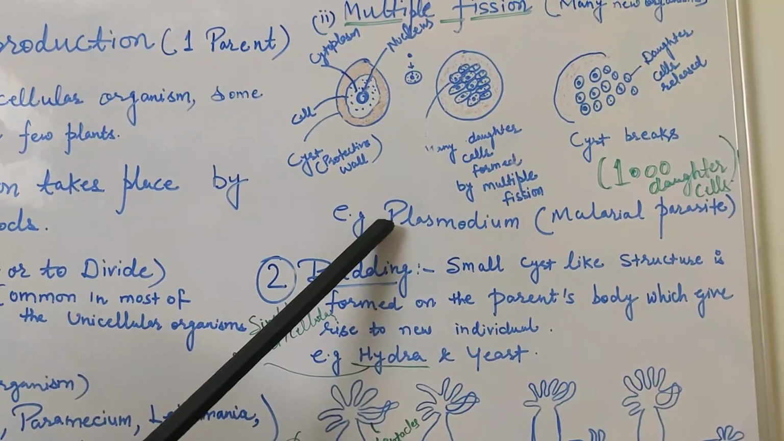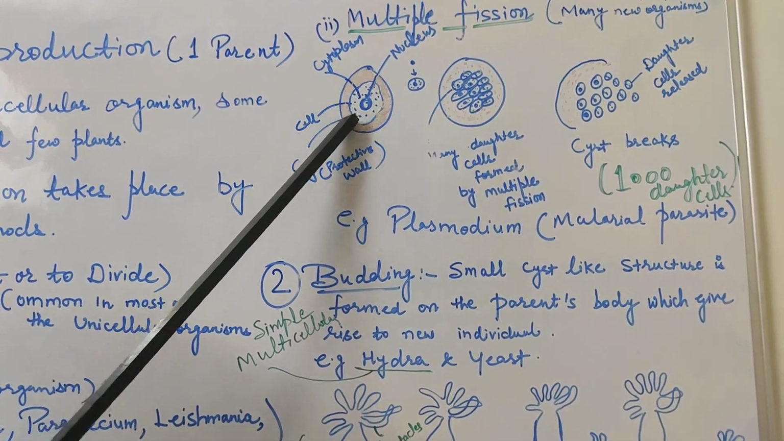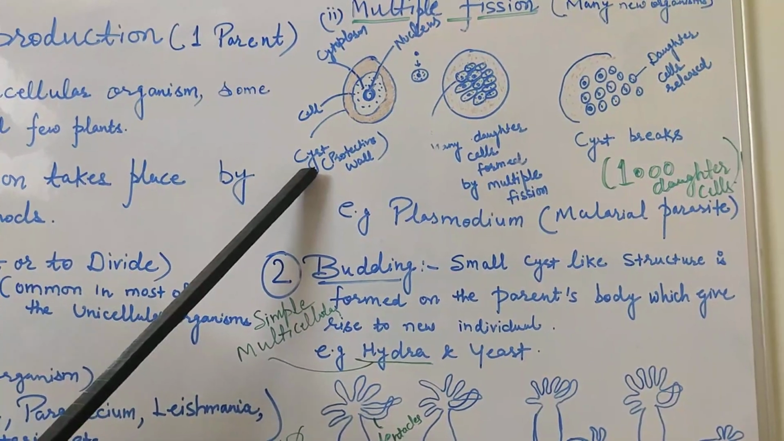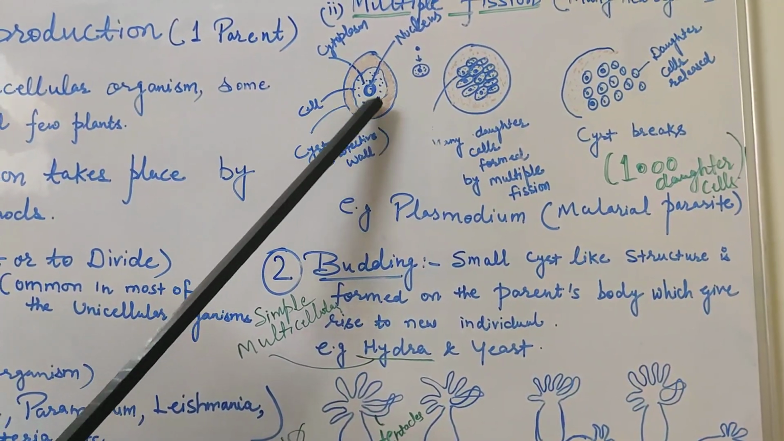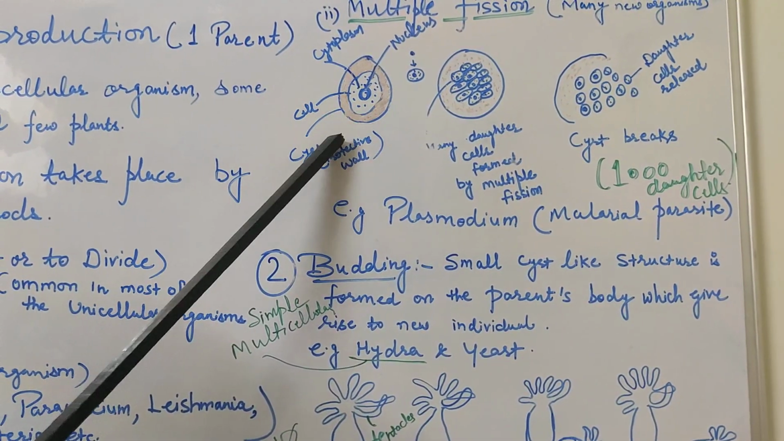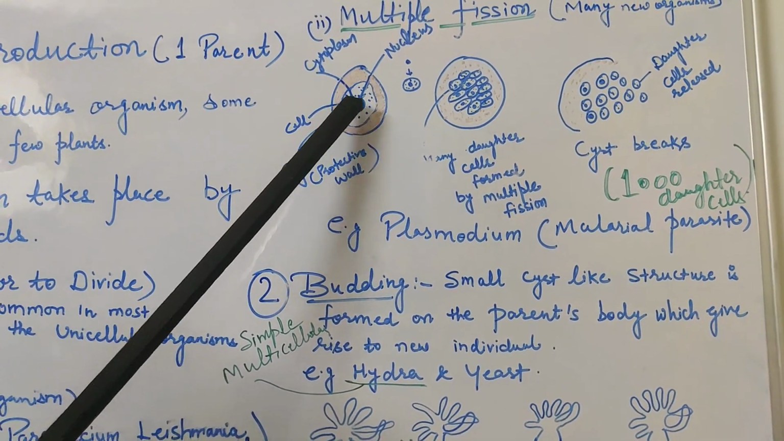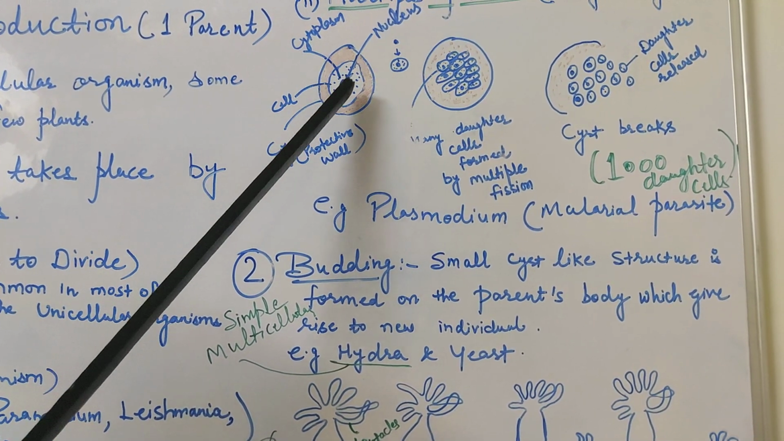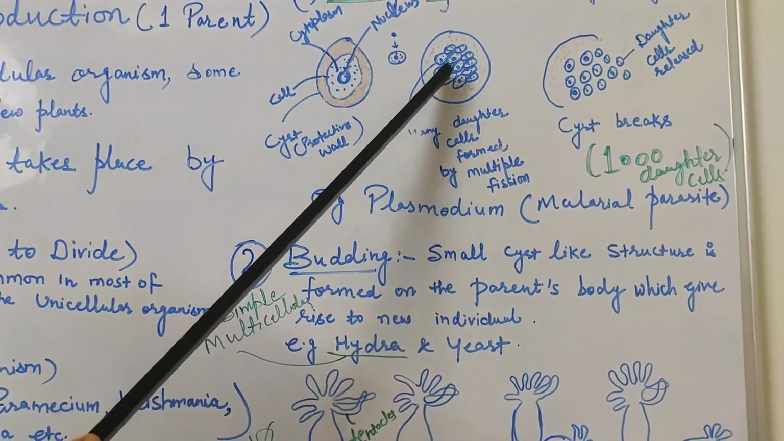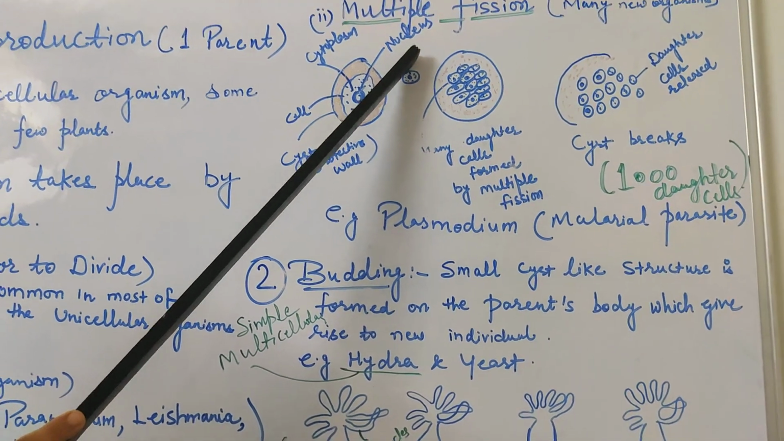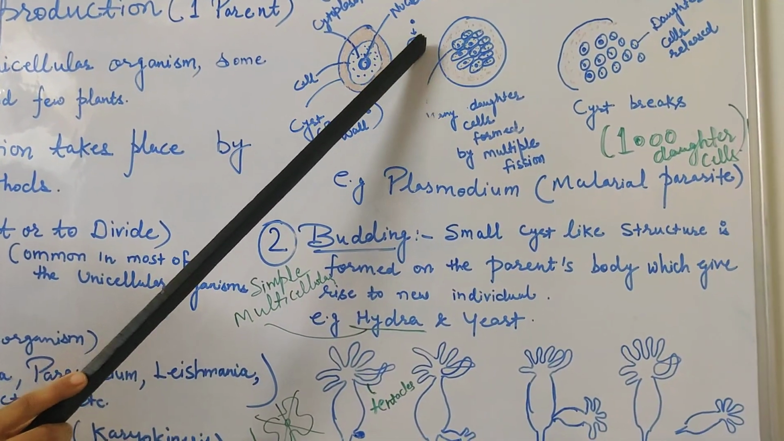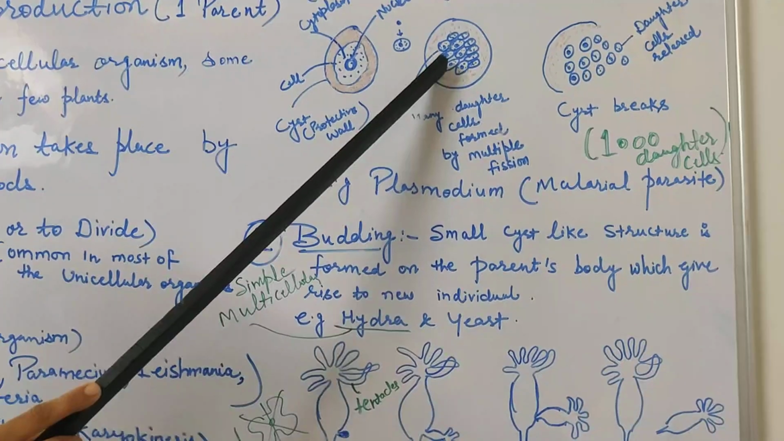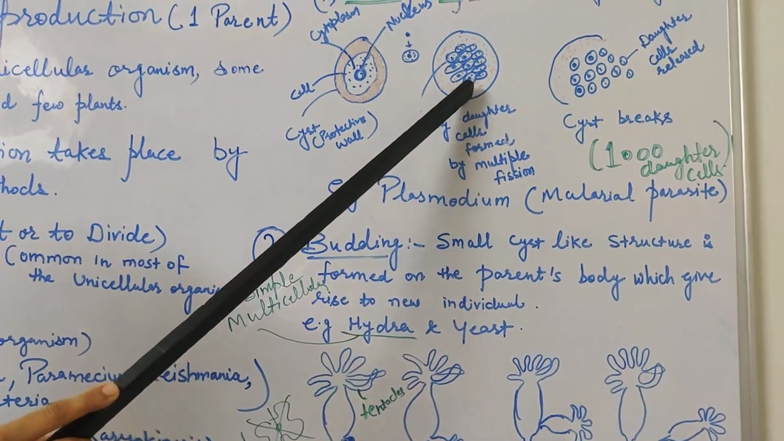Sometimes, especially during unfavorable conditions, Plasmodium forms a protective layer around it. That protective layer is called a cyst. As in the diagram, the cyst is covering the entire cell. It is happening during unfavorable conditions. Inside the cell there is a nucleus and cytoplasm. So inside the cyst, this nucleus divides many times into a large number of nuclei. But each nucleus is surrounded by a little bit of cytoplasm and then covered by a membrane. So many daughter cells are formed by multiple fission within the cyst.